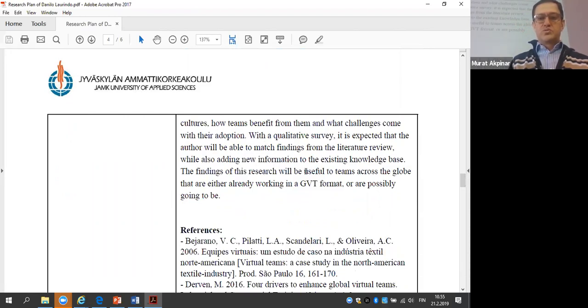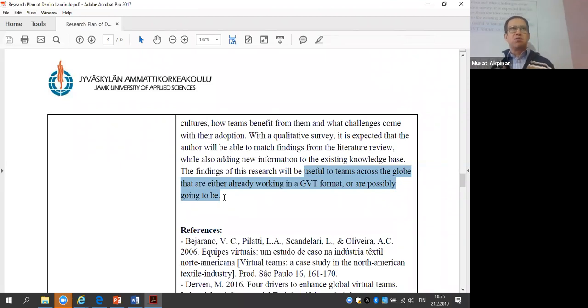The findings will be useful to teams across the globe that are either already working in GVT format or are possibly going to be. So the findings will not be only useful for IBM, but also many multinationals which have global virtual teams. They may find the findings of this study useful.